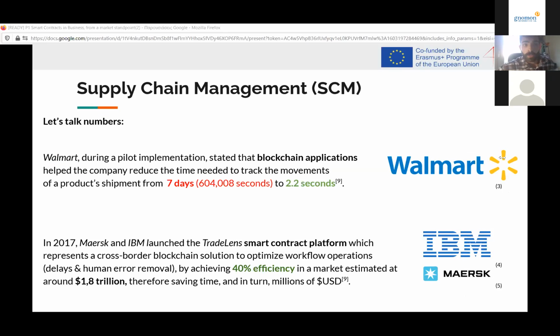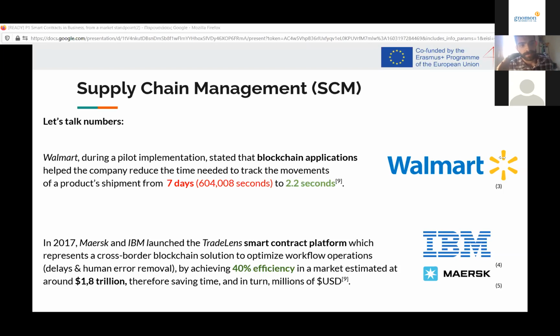Now we can talk with numbers. There are two very well-known examples. We will see that Walmart, during a pilot implementation, stated that blockchain applications help the company reduce the time needed to track the movement of product shipments from 7 days, and you can see the huge amount of seconds, to just 2.2 seconds. We realize the money that has been saved.